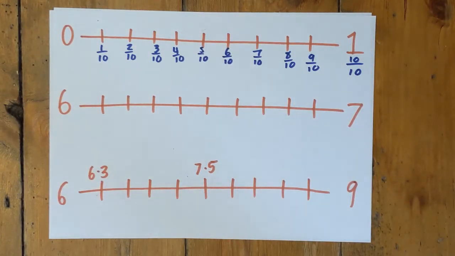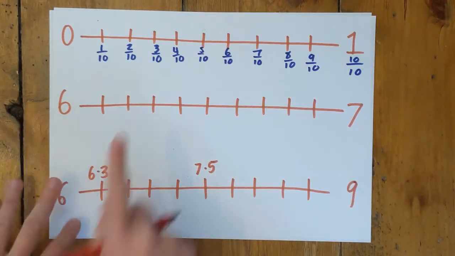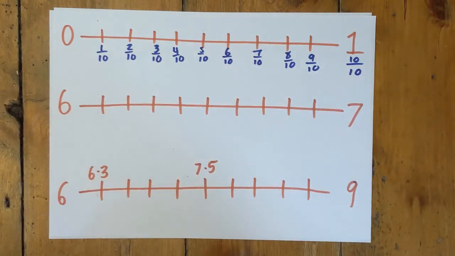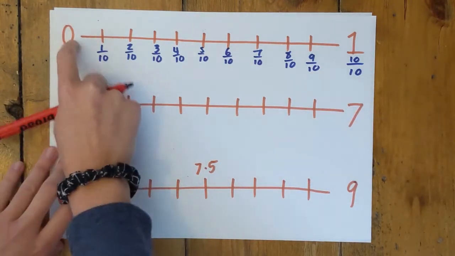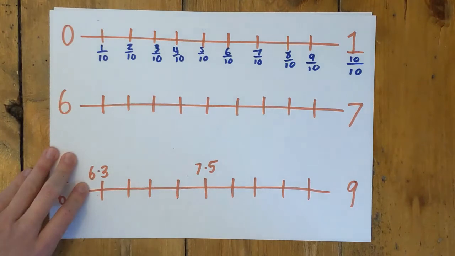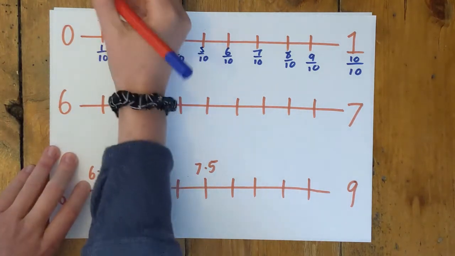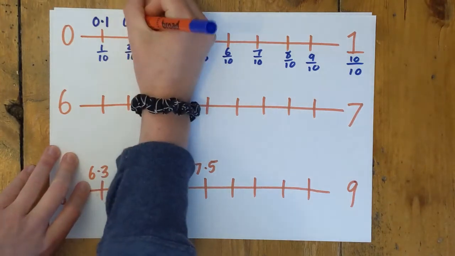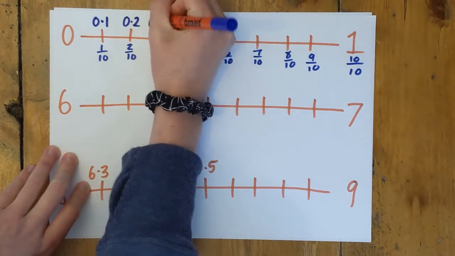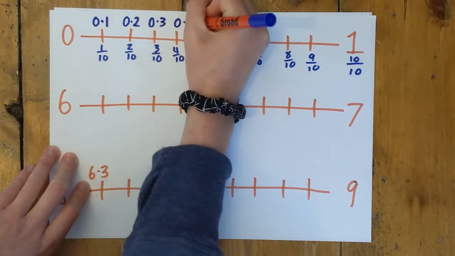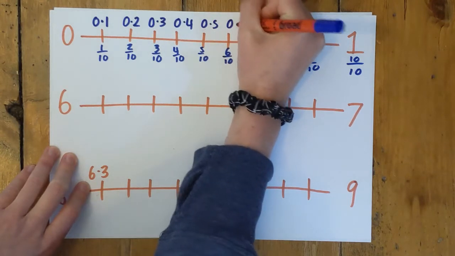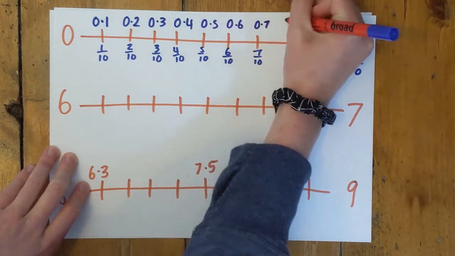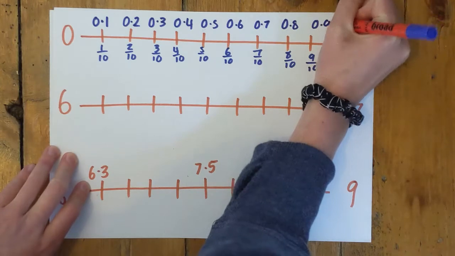Now, from our work on decimals, we should also be able, along the top here, to put our decimal points on as well. So if I'm starting from 0 and then I have 1 tenth, remembering our place value family, that would look like 0.1. 2 tenths would look like 0.2, 0.3, 0.4, 0.5, 0.6, 0.7, 0.8, 0.9.